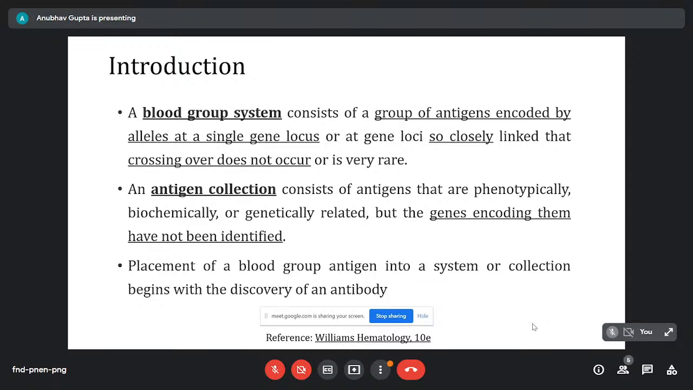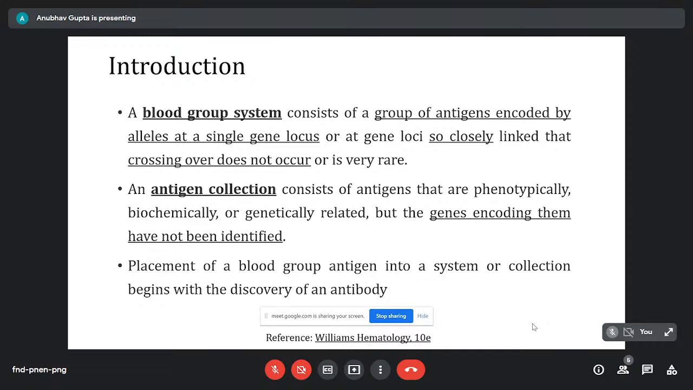Then comes the series. The series is just the antigens which cannot be fitted in the system or the collection. I will be talking about them in my further slides. So the placement of a blood group antigen into a system or a collection begins with the discovery of an antibody. For any antigen to be fitted into a system, a collection or a series, the discovery begins with an antibody.